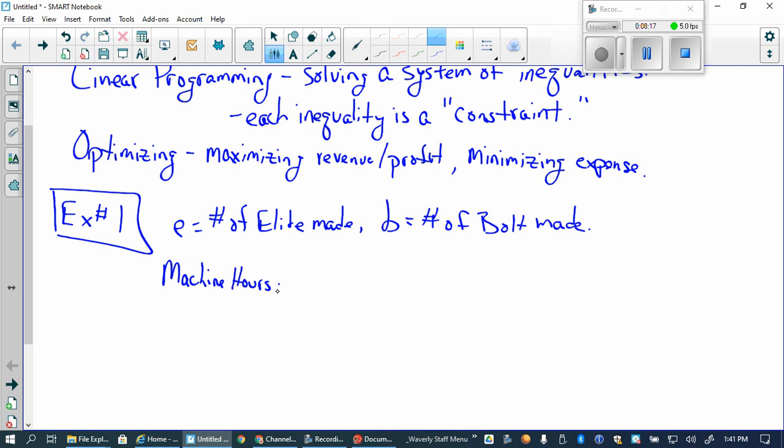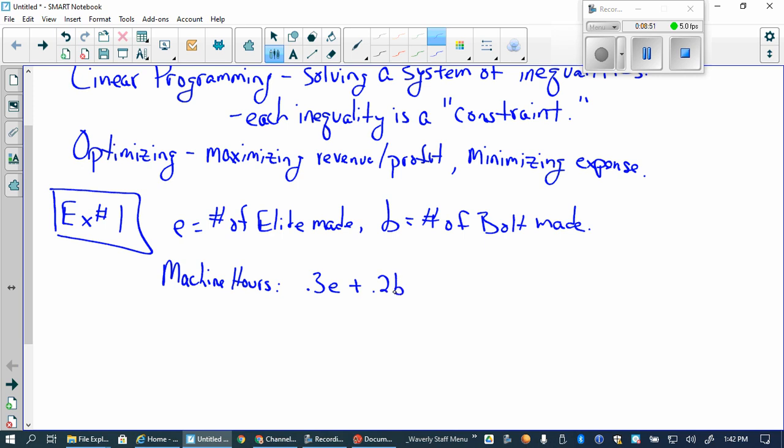So each elite requires how many machine hours to make? 0.3. So you would think that for every elite, we got to multiply that by 0.3 for the machine hours, right? Okay, so this would be 0.3 E. But we're also making bolt in the same machine, right? So what are we going to add to that? Because bolt was 0.2 machine hours, so 0.2 times B.